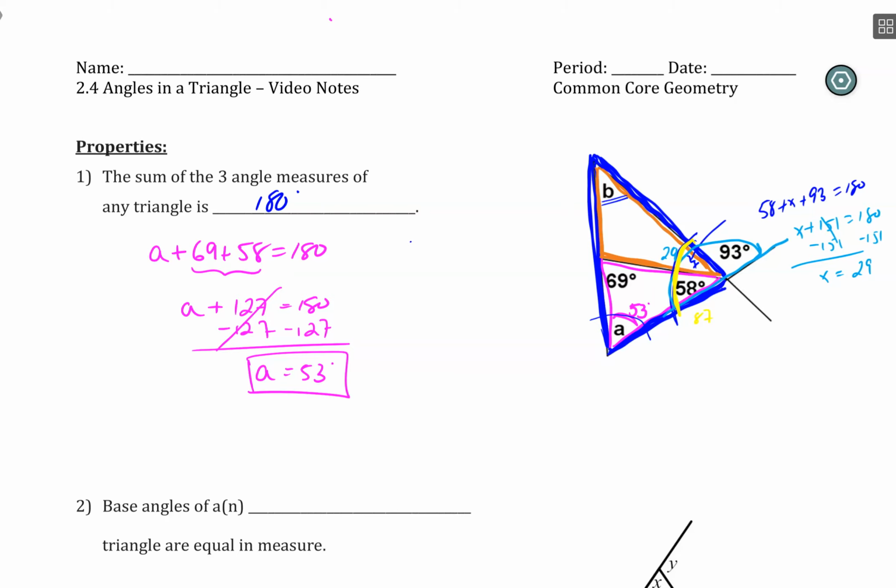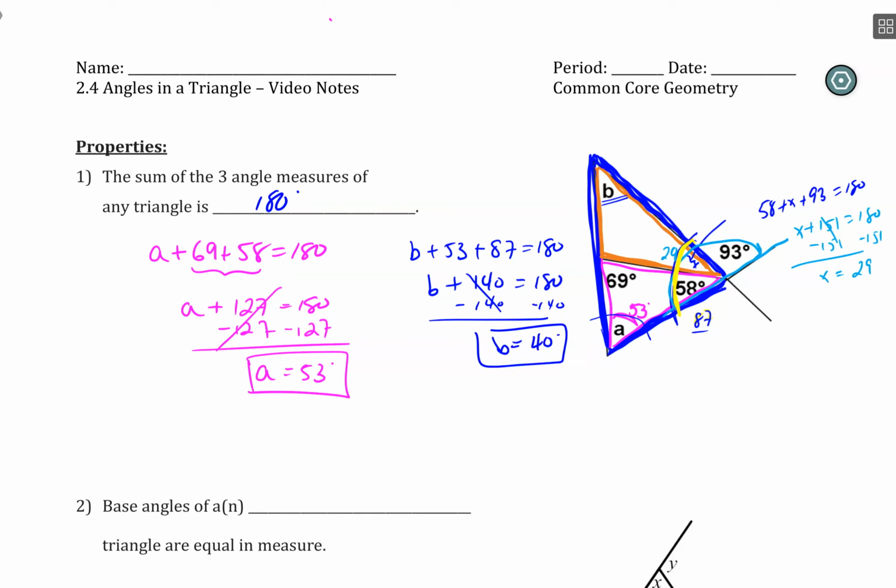But for B, we now can say that B plus the 53 I found earlier, plus this third angle, which is, again, 29 and 58 together. That got me the 87 that I wrote down here, which was in yellow. That was hard to see. And that's 180 degrees total. So now 87 plus the 53, that's 140. Bring everything else down, subtract the 140 from both sides. I now have B as 40 degrees. And I'm done.